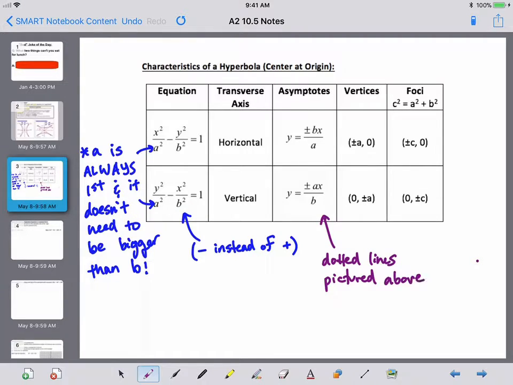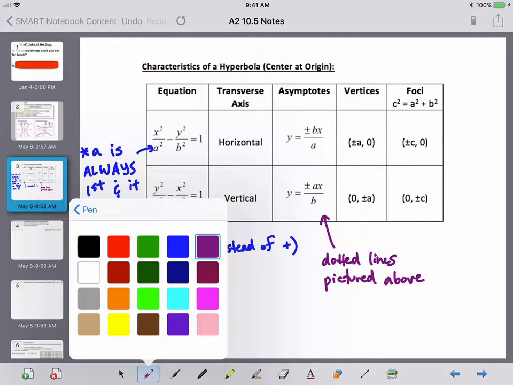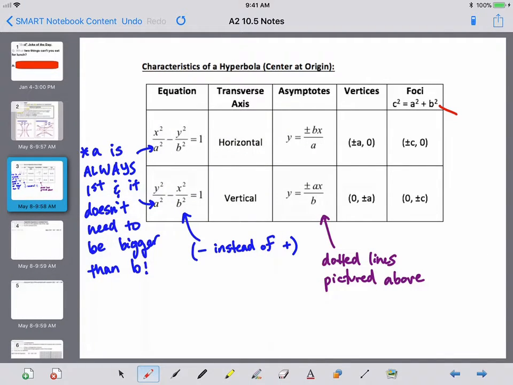And the last thing is how you find those foci. Again, that's also very similar to ellipses. But now it is plus, so we do addition instead of subtraction. Alright, so the first thing that we're going to do is learn how to get these equations into standard form. So they look something like the equations that you see here.